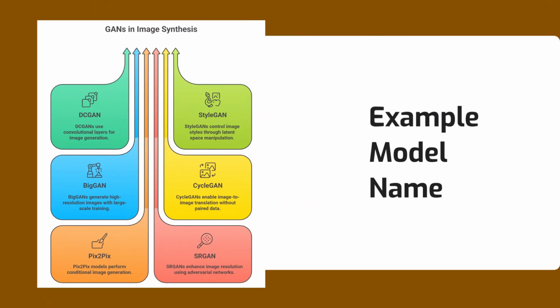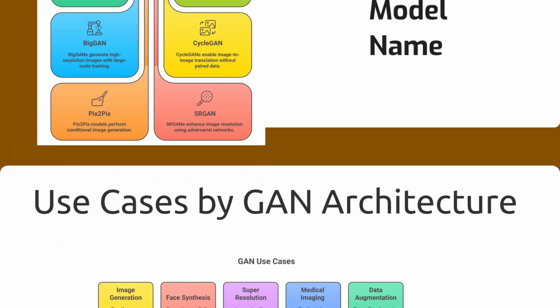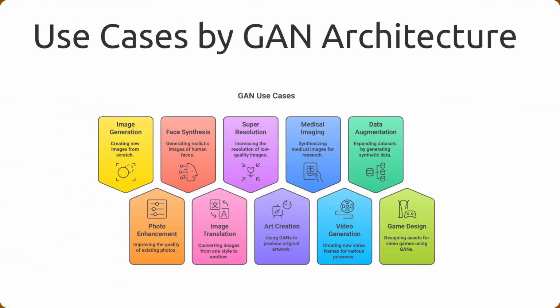Example model name for the GANs architecture. GAN-based models are widely used for realistic image and media generation. They focus on visual fidelity and sharp output quality. Use cases for the GANs architecture model. GANs are ideal where realism and visual quality are critical. They excel in creative and simulation-based tasks.